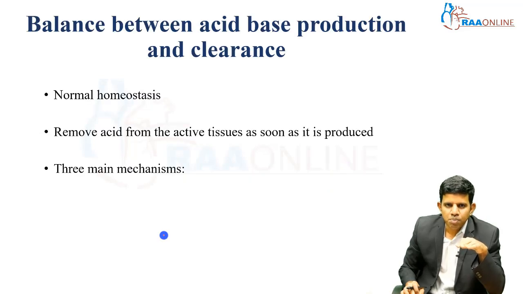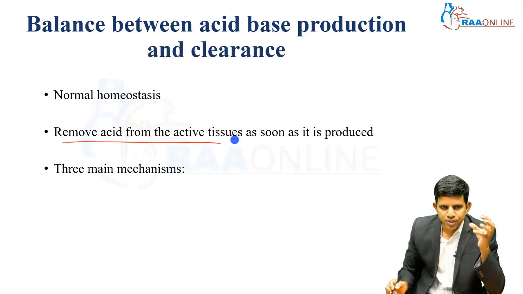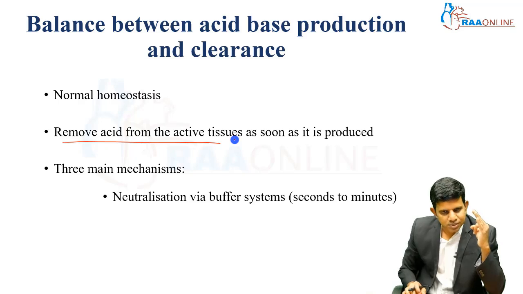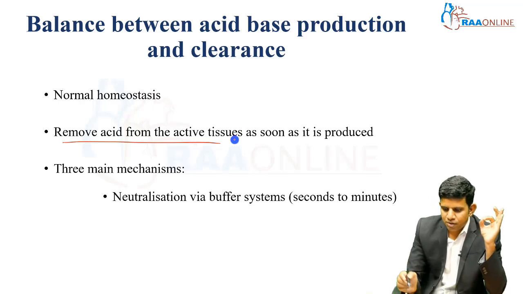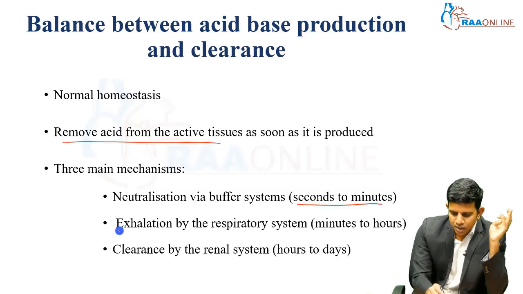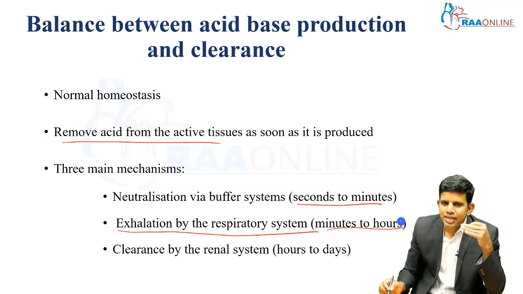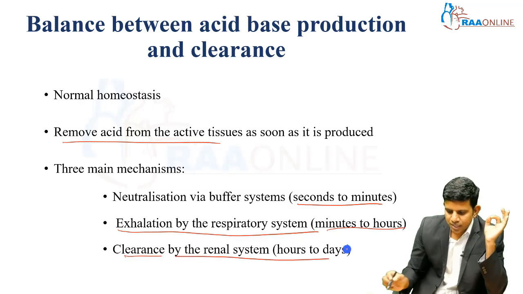So, how does the body balance between acid-base production and clearance? It is very important to maintain normal homeostasis. Whenever acid production is physiologically abnormal, that acid needs to be removed from the active tissues as soon as it is produced, by three mechanisms. The first mechanism is neutralization of those acids or bases via the buffer system. It starts immediately, within seconds to minutes. The second is excretion by the respiratory system, which starts within minutes to hours. The third one is clearance by the renal system, which will take hours to days.